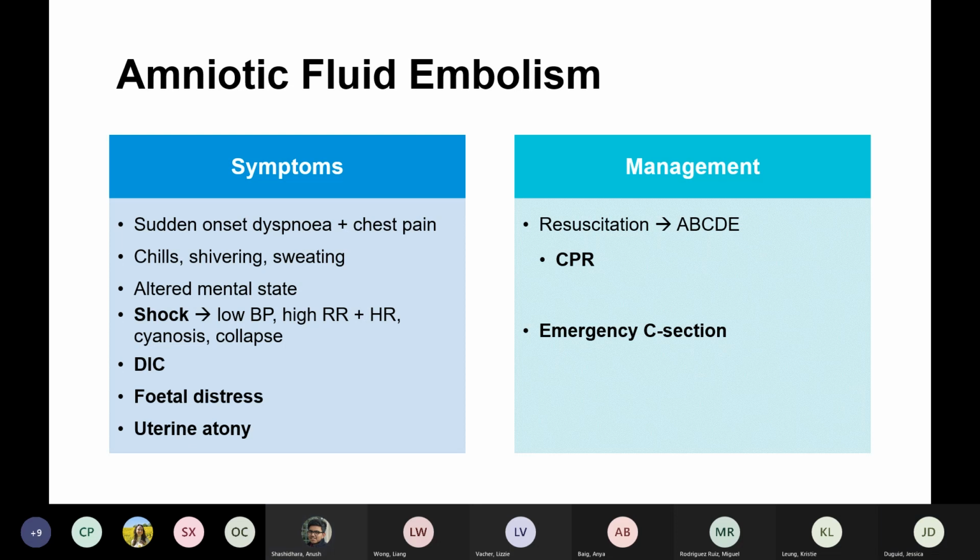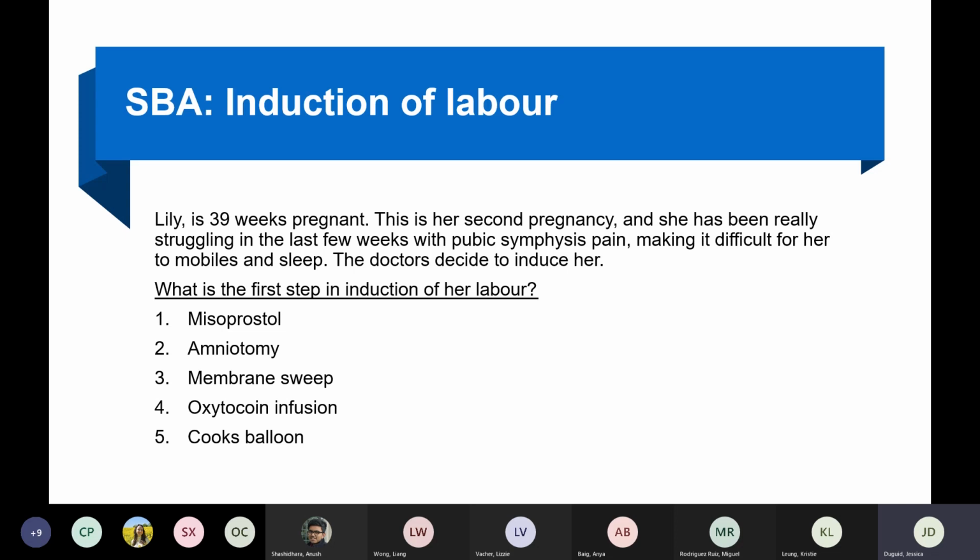Okay. So we have one last SBA, which I haven't messed up yet. Please vote on Menti. I think I've changed it. Let me know if I haven't. So Lily is 39 weeks pregnant. This is her second pregnancy. She's been really struggling the last few weeks with pubic symphysis pain, which is making it difficult for her to mobilise and sleep. The doctor decides to induce her. This is a really rogue situation, but it was one I saw in clinic last year, so I just picked it.